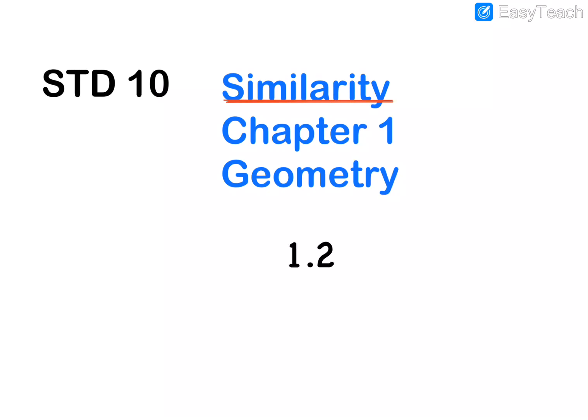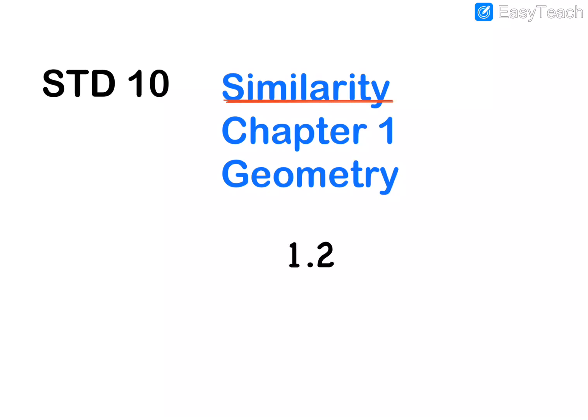Today we are going to discuss Chapter 10 Maths Geometry, Chapter 1, the chapter name is Similarity. In this chapter we have already discussed section 1.1. Now we are going to section 1.2. In this section many topics have been reduced, so we will be discussing the ones which are not deleted from the syllabus.